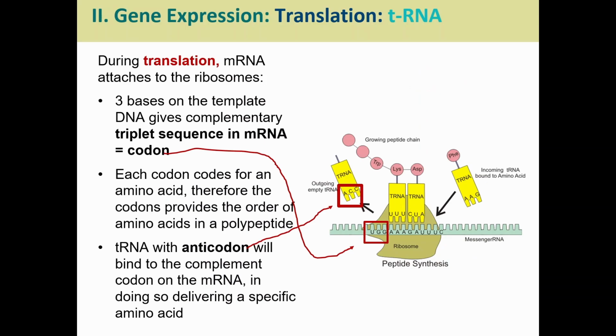So when we look at translation, mRNA is going to attach to the ribosome. We're going to read every 3 bases in the triplet sequence of mRNA. We call that the codon. Each codon tells us what amino acid we need. The tRNA is going to be bringing the correct amino acid based on the anticodon on the tRNA binding with the codon on the mRNA.